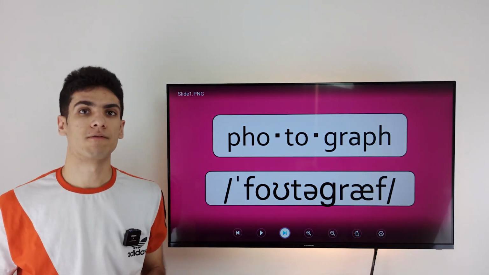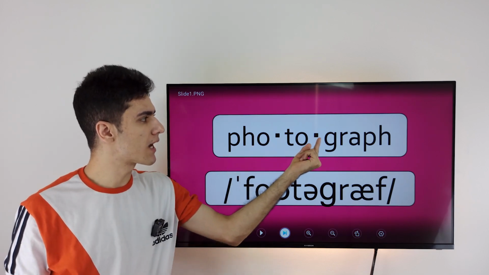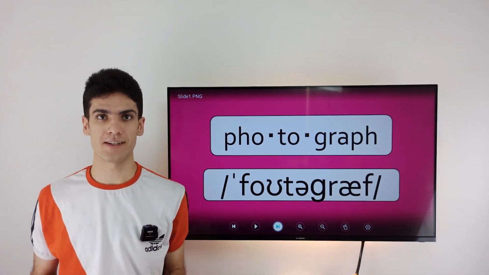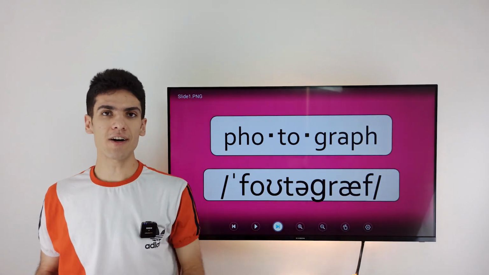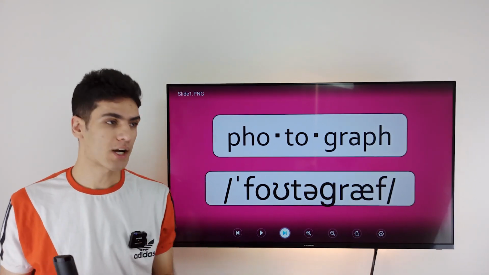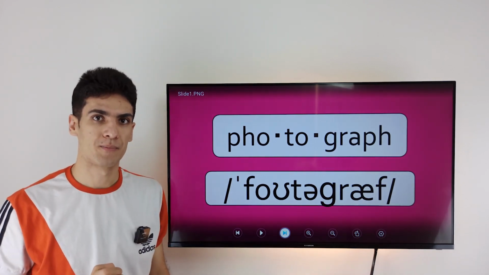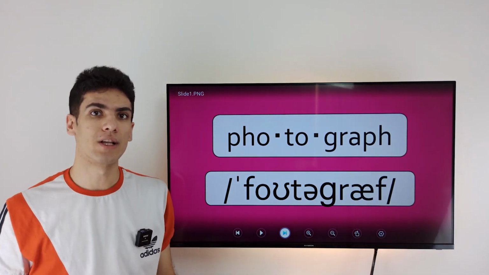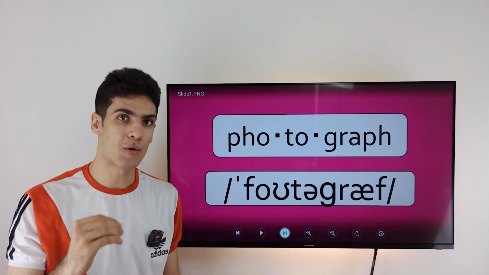For example, in the word photograph, there are 2 dots, and each section separated by a dot represents 1 syllable. So the word photograph has 3 syllables: 1, 2, and 3. Dictionaries also show which syllable is stressed. The stressed syllable is marked with a short vertical line before it. So the stress mark before pho represents that the first syllable is stressed. So it is photograph.